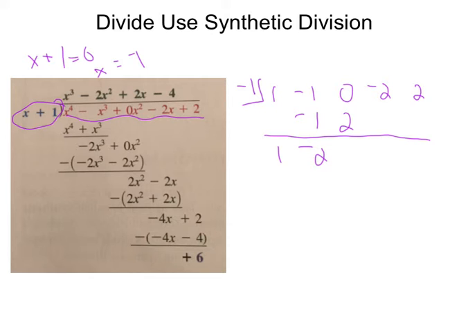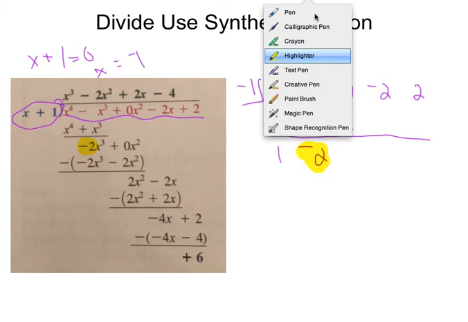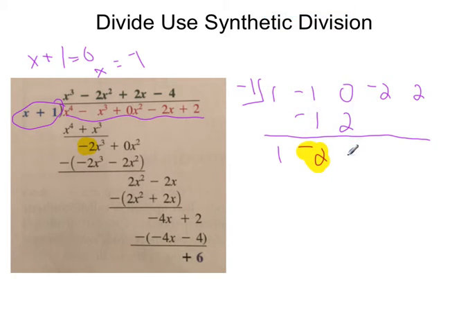Now I want to stop for just a minute because I want you guys to notice something. See this -2 right here? That is this -2. Okay, now I'm going to add straight down again. This is 2. And this 2 matches that 2. Multiply the 2 and the -1, that's -2.